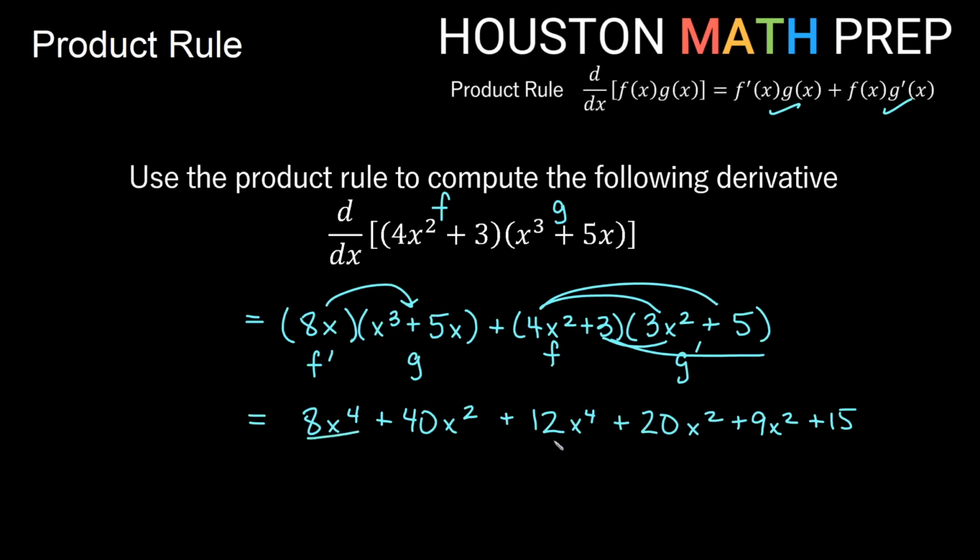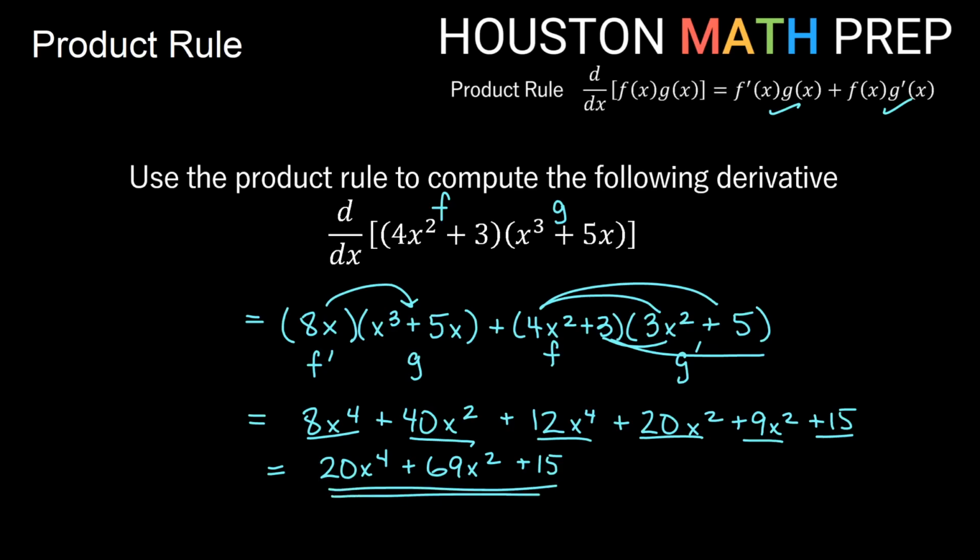So I have x to the 4 is there and there. So that will be 20x to the 4. And then I have a lot of x squareds. I have 40 plus 20 plus 9 there. So that's 69x squared plus 15, all right? Okay, so that's our derivative using the product rule.